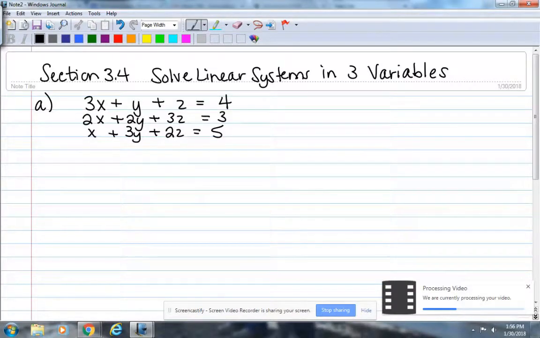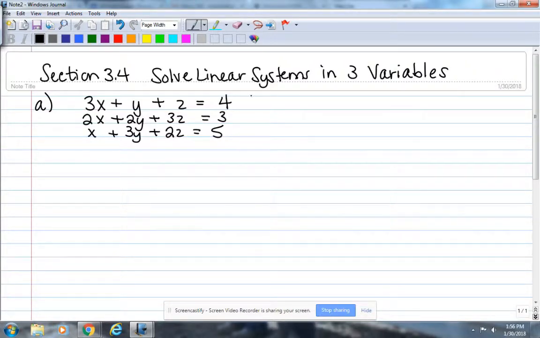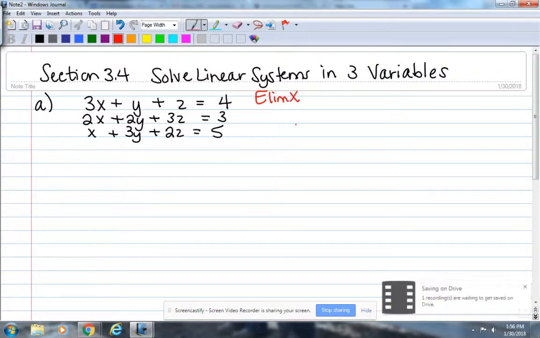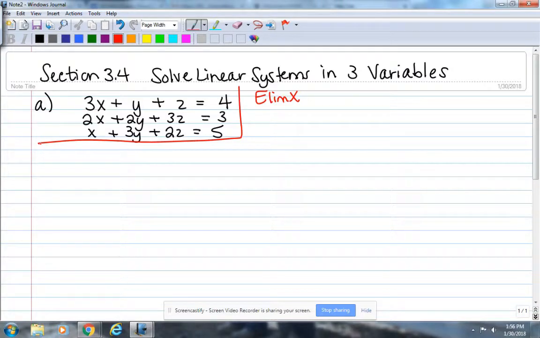So what you're going to do is pick a variable to eliminate. It can be your x, your y, or your z. Just for easiness right now, I'm going to eliminate my x. I like to write down which one I'm going to eliminate in case stuff gets a little crazy looking, and it will. So I'm going to eliminate my x.